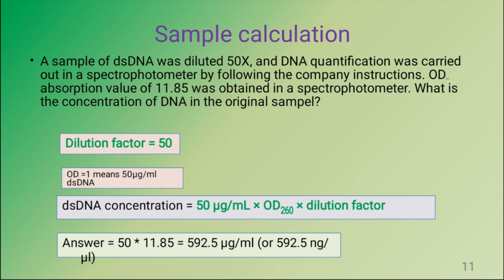So it will be 50 into 11.85, which is equal to 592 micrograms per ml, and we have to multiply this value by the dilution factor, which will give the real concentration in the original sample.